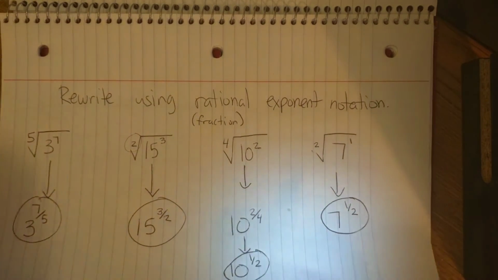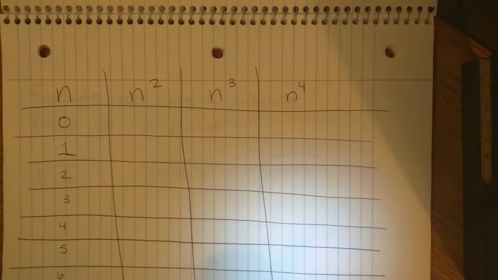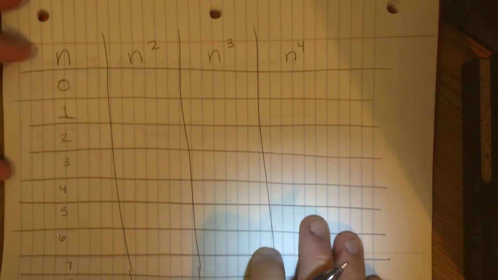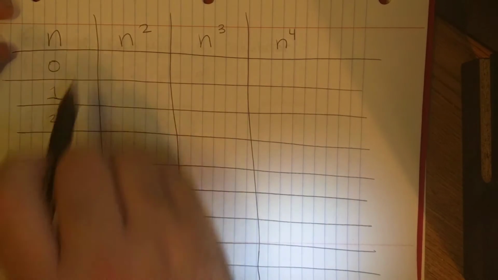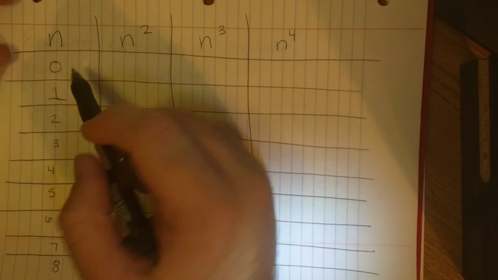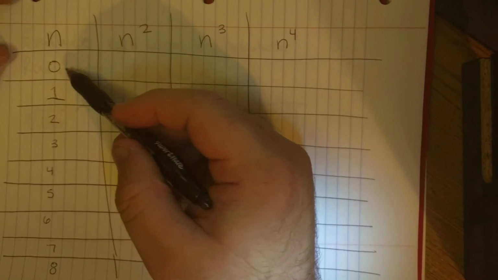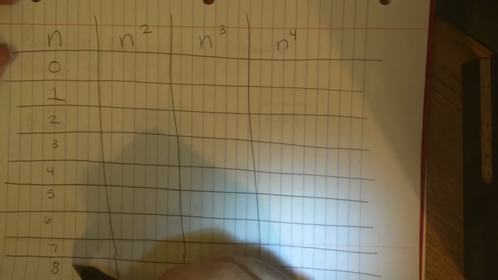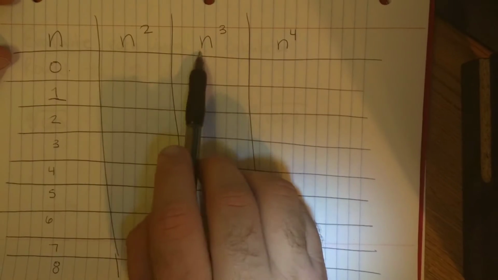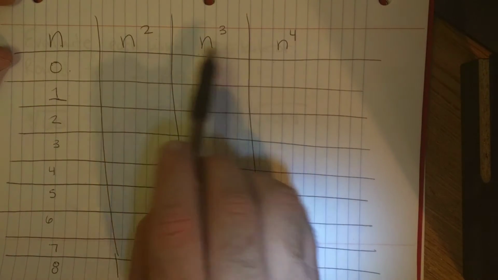Moving on. So what I've created here is a chart. And this chart, what n represents is just your numbers, starting at 0, 1, 2, 3, and so on. And then the list can go on forever. And I've created other columns based on what n is.